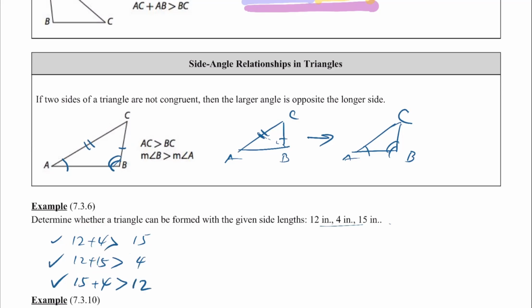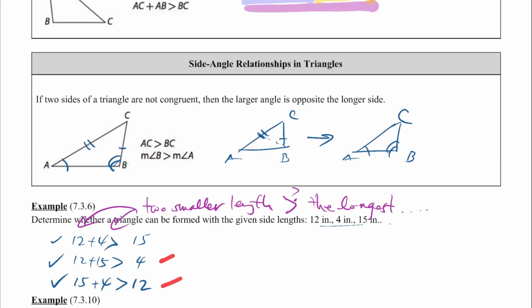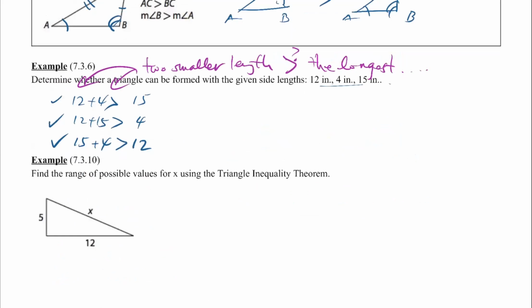So practically speaking, the one that you really want to check is: do the two smaller lengths, when added, give something bigger than the longest? Practically speaking, that's what you're looking for, okay? The other two are obviously true, but you still have to show it though, right? Sounds good? All right. So now the question is, find the range of possibilities.